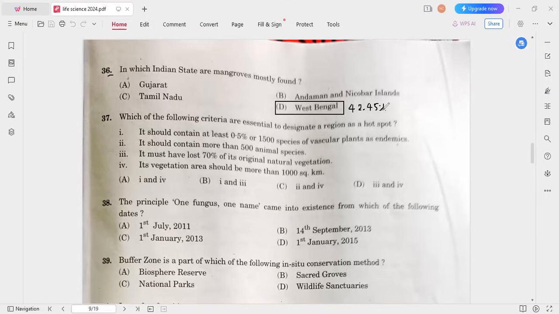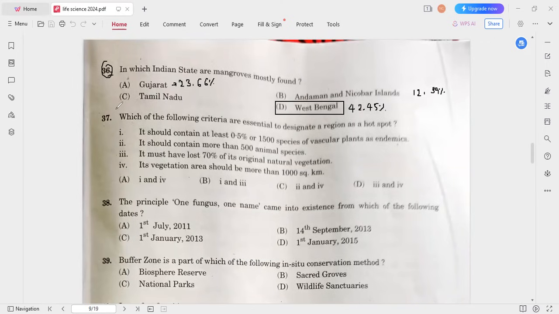42.45% of mangroves are there. Next to West Bengal, which is followed by Gujarat, which has 23.66% of mangroves in this state. Next, after Gujarat, the Andaman and Nicobar Islands consist of 12.39% of mangroves. So the highest one, that is West Bengal, consists of 42.45% of mangroves. So option D is the correct answer for question number 36.